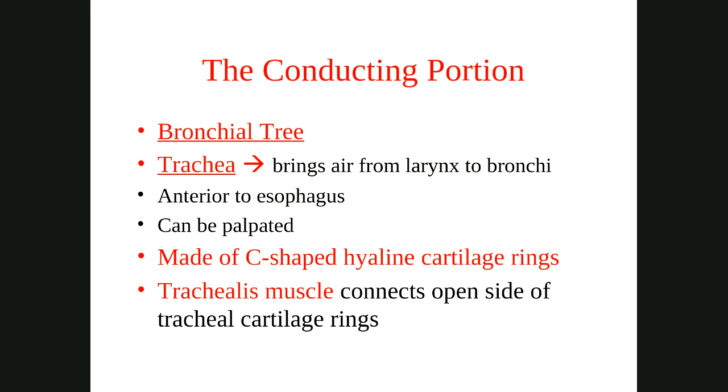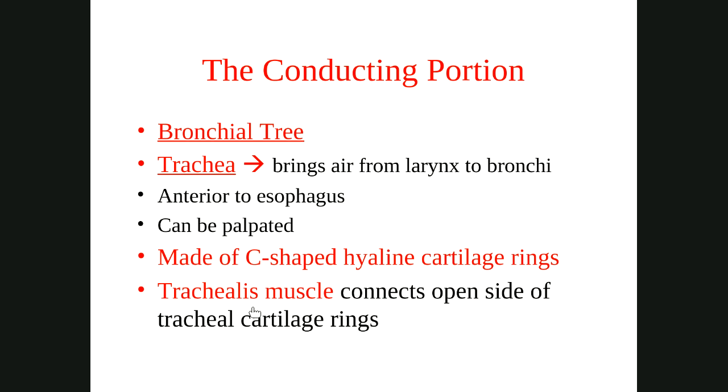Okay, so the conducting portion, again, we are continuing now in the bronchial tree. It starts with the trachea. It brings the filtered warm air from the larynx to the bronchi. It's anterior to the esophagus. It can be palpated. So I told you it's made of C-shaped cartilage rings, and that's very useful in case something gets stuck in it. You can get it out.